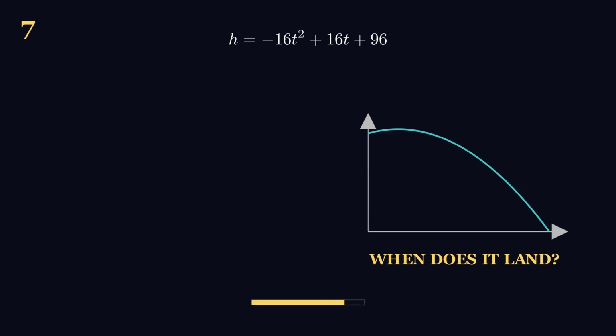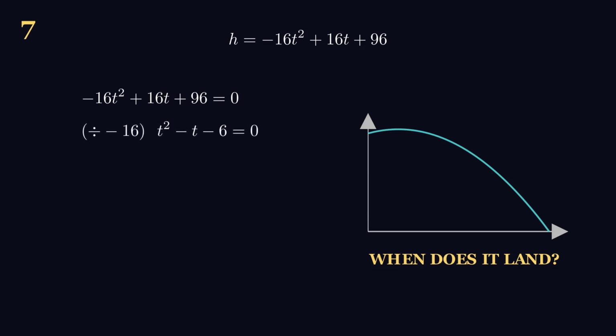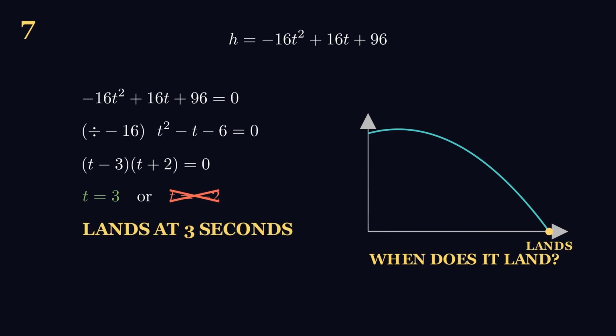When does it land? Land means 0. Negative 16t squared plus 16t plus 96 equals 0. Divide the whole thing by negative 16 to clean it up. t squared minus t minus 6 equals 0. Factor. t minus 3 times t plus 2. So t is 3, or negative 2. Time can't run backwards. Toss the negative. 3 seconds. Check. Negative 144 plus 48 plus 96.